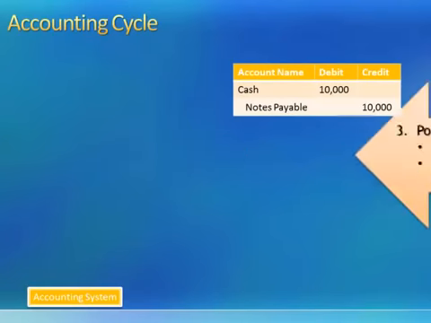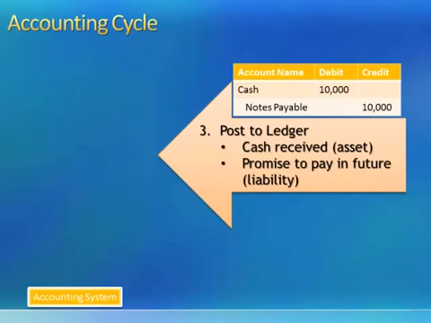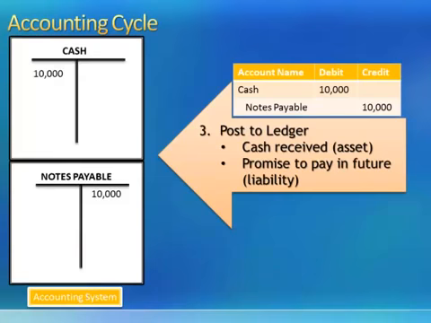The third step in the accounting cycle is to post to the ledger. Recall that the journal is a chronological listing of all the transactions, and the ledger puts all the transactions affecting a particular account together. So the transaction of borrowing $10,000 from the bank would be posted to the ledger by debiting the cash ledger and crediting the notes payable ledger. So step number 3 in the accounting cycle is to post to the ledger.